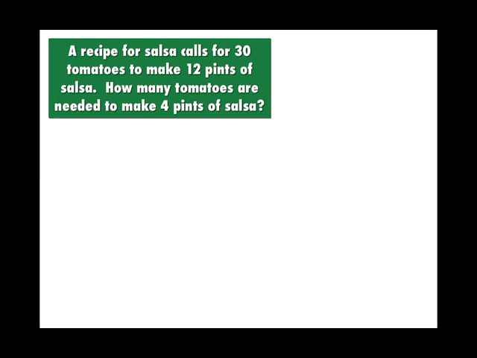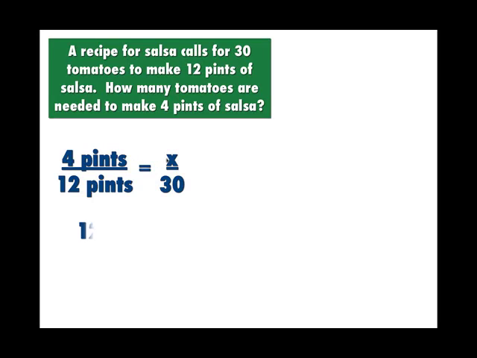So, we know that we need 30 tomatoes for 12 pints of salsa. And the question is asking us, how many tomatoes do we need for 4 pints? So notice what I've done here. We're going to compare pints to pints. 4 pints to 12 pints. 12 pints of salsa need 30 tomatoes. You see that? We have that written right across there. 12 pints for 30. So we want to know 4 pints are going to require how many tomatoes. So we rewrite this as an equation.